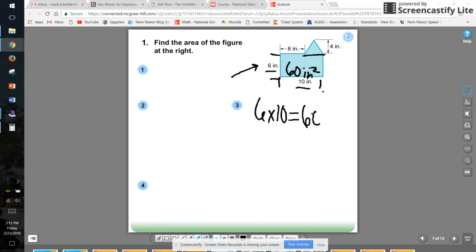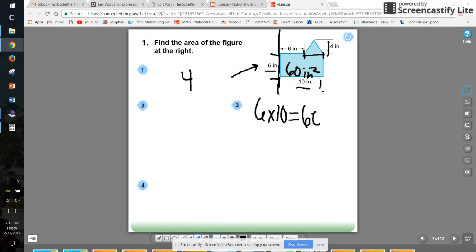Up above, I see a triangle. And I know the formula for the triangle is the base times height divided by 2. I'm looking at the height. It says 4 inches. It's from here to here. That's the height of the triangle. So that's 4 inches. However, my base from here to here isn't given to me. I'm going to need to do some quick math.